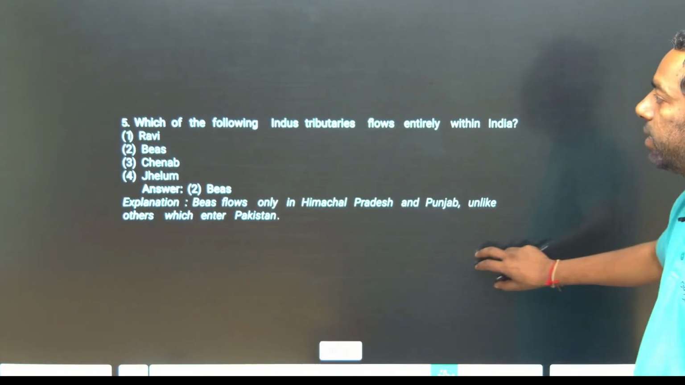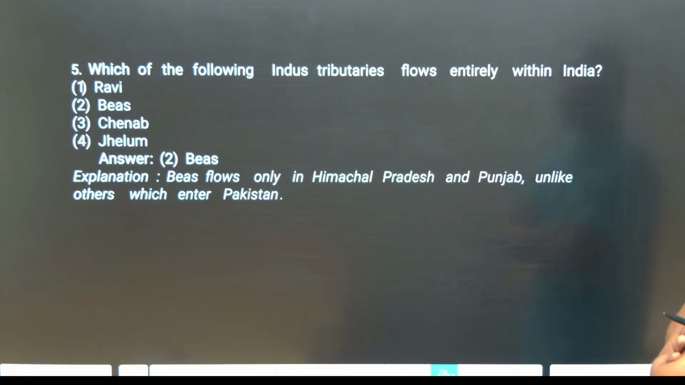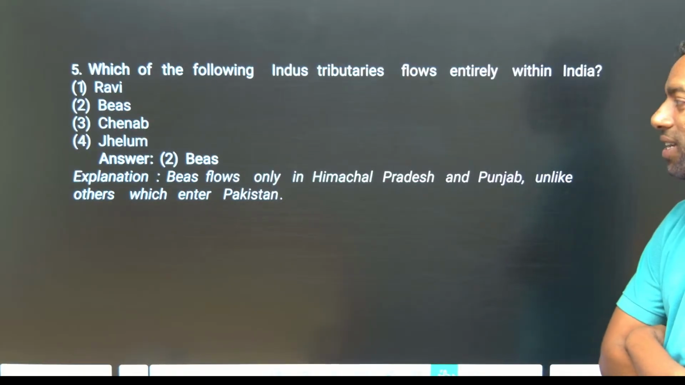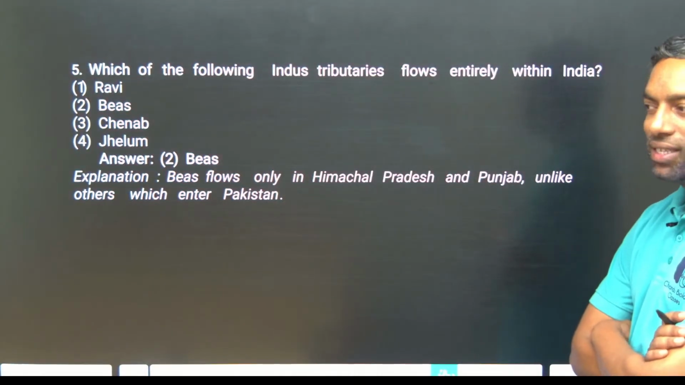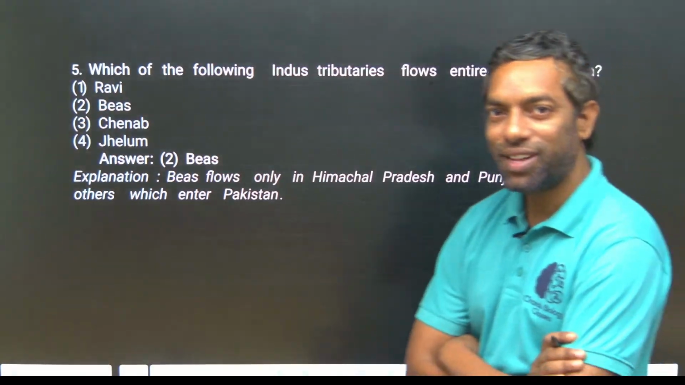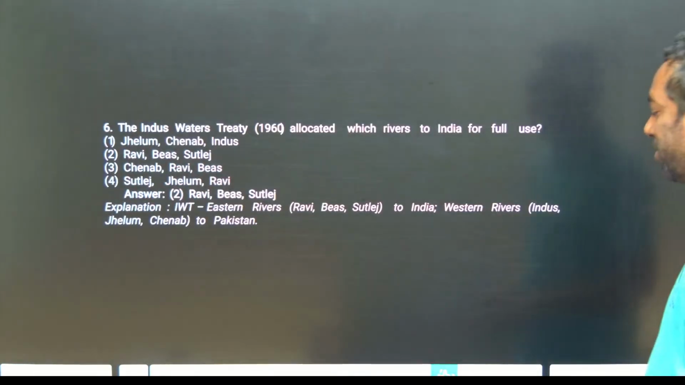Next, which of the following Indus tributaries flows entirely within India? Beas. Beas flows only within India, in Punjab and Himachal Pradesh, unlike other rivers which enter Pakistan. There is no passport for Beas to enter Pakistan. Okay, there is a border dispute.